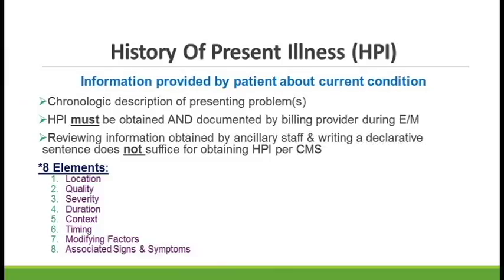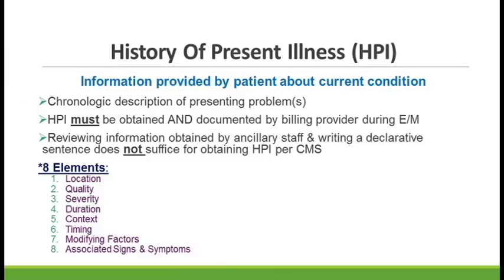There are 8 elements that may be credited under the history of present illness. They are the location, quality, severity, duration, context, timing, modifying factors, and associated signs and symptoms. The HPI may be accumulated from elements of different problems, or all of the HPI may come from just one problem. For instance, credit may be given under modifying factors for the patient's compliant use of insulin with their diabetes, while associated signs and symptoms is credited for the edema due to the patient's hypertension.